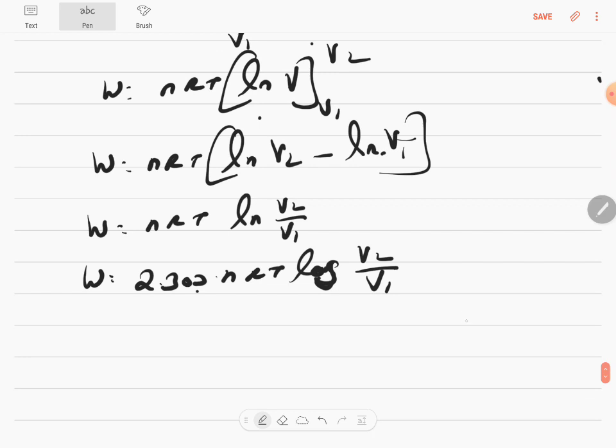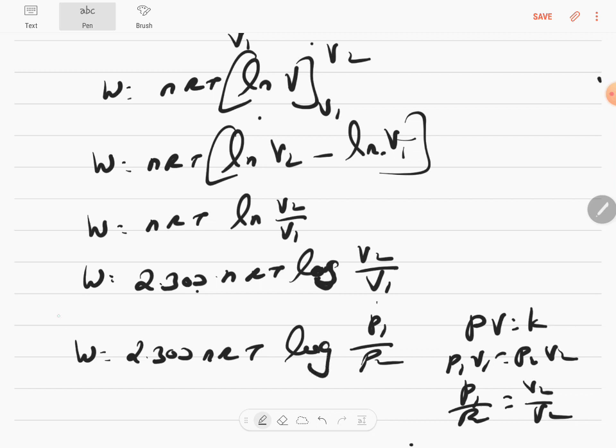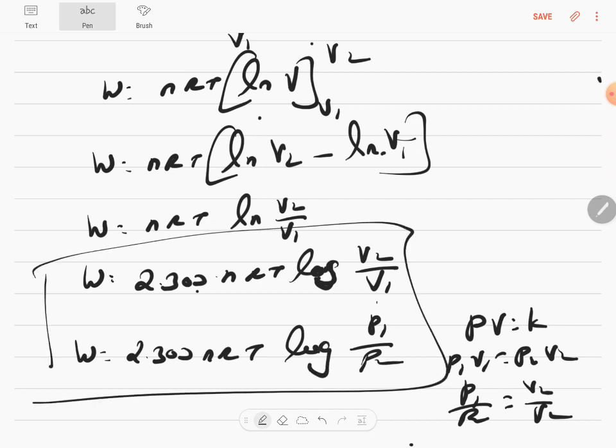Now you know PV is a constant. So P1 V1 is equal to P2 V2, so P1 by P2 is equal to V2 by V1. Instead of V2 by V1, I can also write P1 by P2. Work done is 2.303 nRT log P1 by P2. These are the two formulas that we use for the isothermal process.